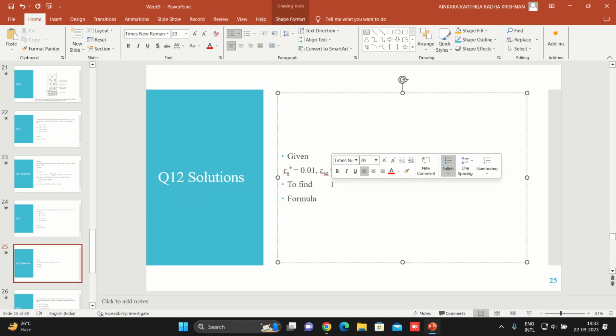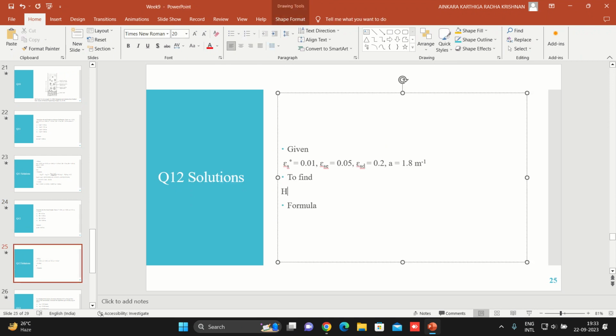We need to find the freeboard height, which is nothing but HF. So the formula is, we are going to use the solid distribution formula.